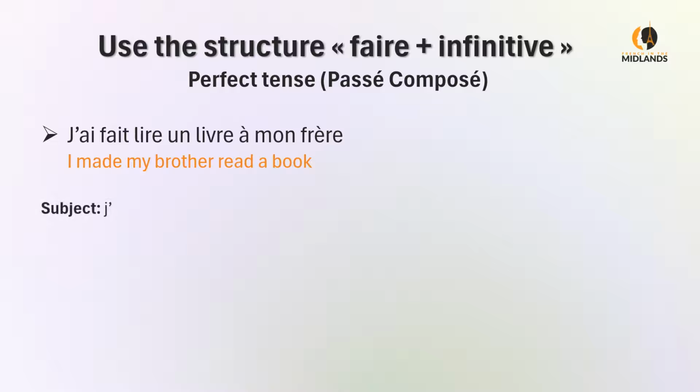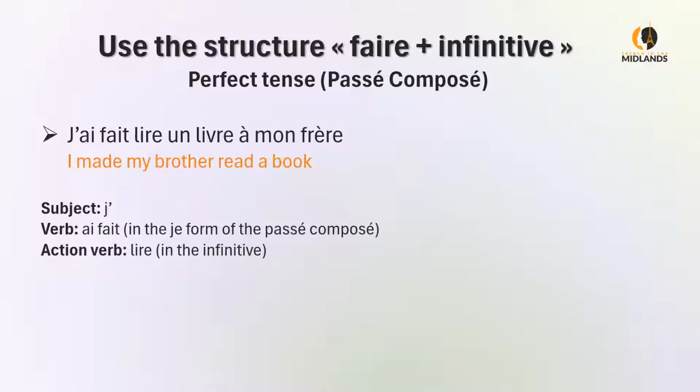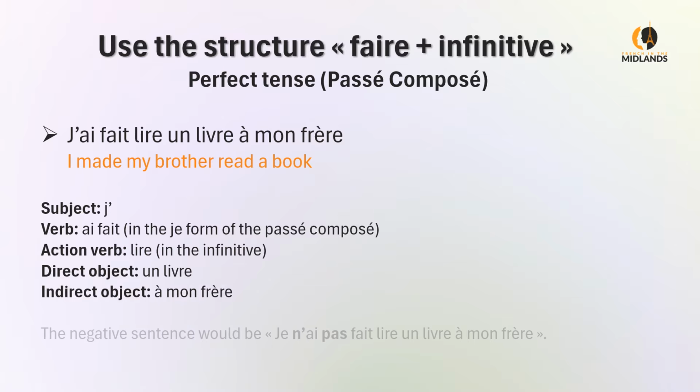The subject is the J apostrophe. The verb is ai fait. It's the je form of the passé composé, and it's called the passé composé because it's in two parts. I have done. The action verb is still lire in the infinitive. That doesn't change. The direct object, still un livre. Indirect object, still à mon frère. And the negative of that would be je n'ai pas fait lire un livre à mon frère.